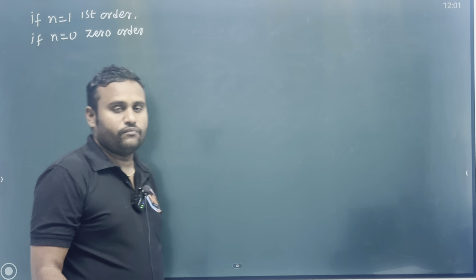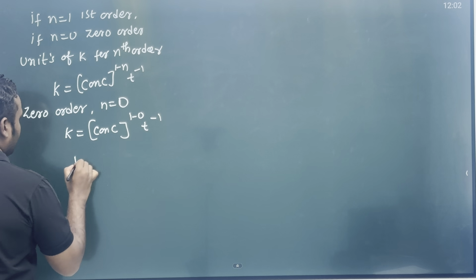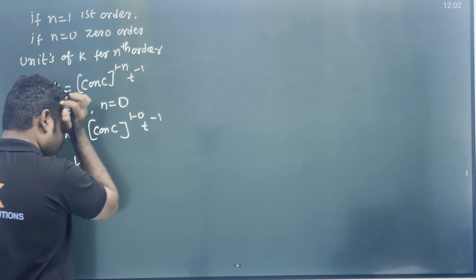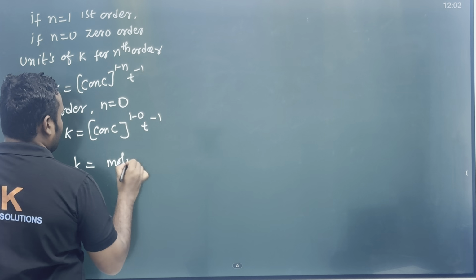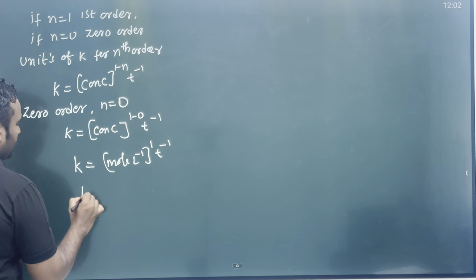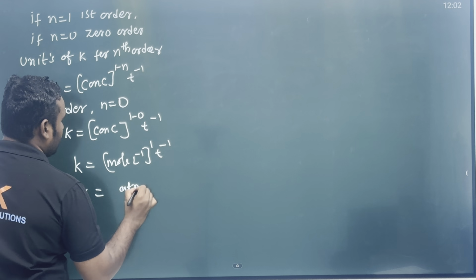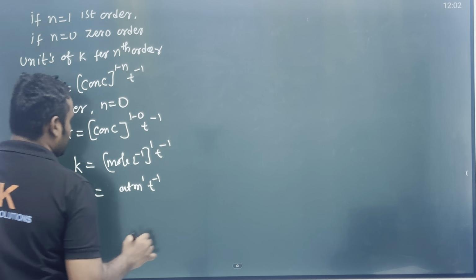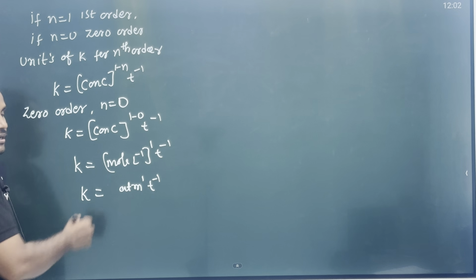For example, for zero order, n equal to 0. Concentration to the power 1 minus 0, time inverse. Therefore, K is equal to concentration, which we can take as moles per liter, to the power 1, time inverse. Or else if we take partial pressure, atmosphere to the power 1, time inverse. So these are the units of zero order reactions.